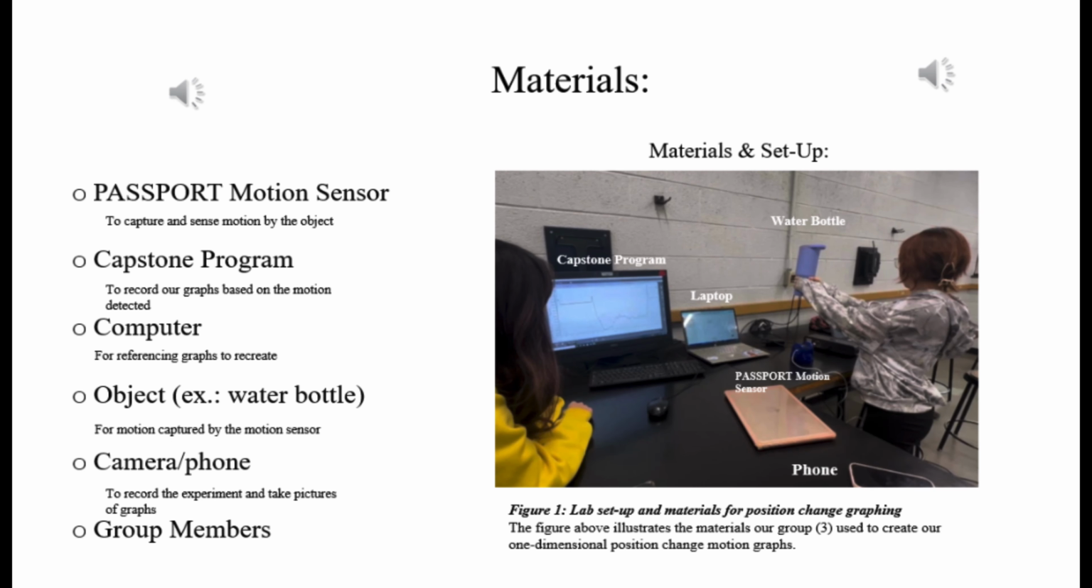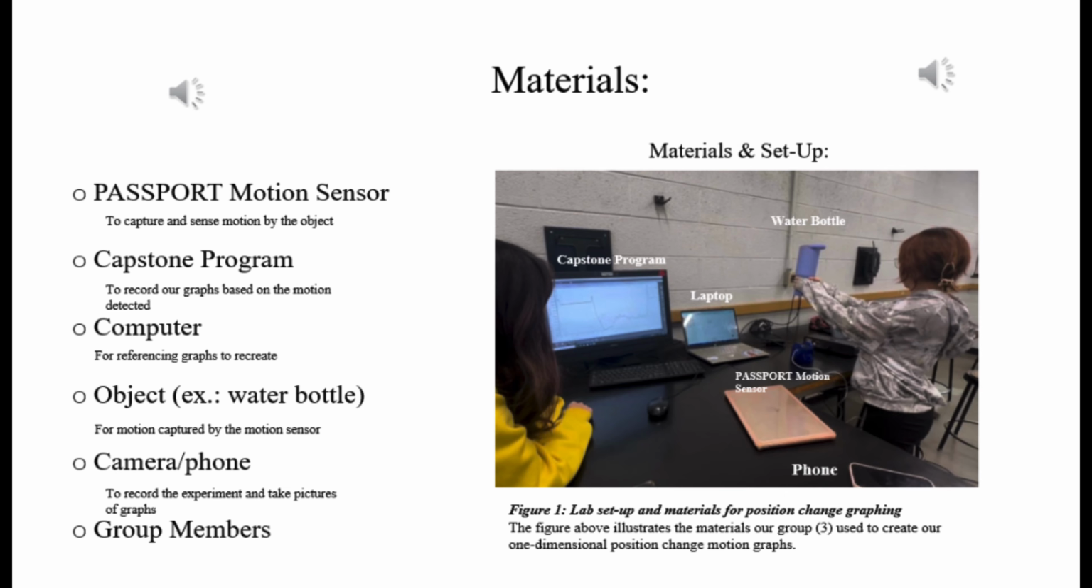Figure 1 shows the materials and the setup that we used in this experiment. Looking to the left of the image, we have the Capstone program, which was used to record our graphs based on the motion detected. Next to it on the right, we have our laptop, which we used to reference the graphs that we were going to recreate in this lab. And next to that on the right, we have the water bottle, which is the object we used to provide the motion captured by the sensor.